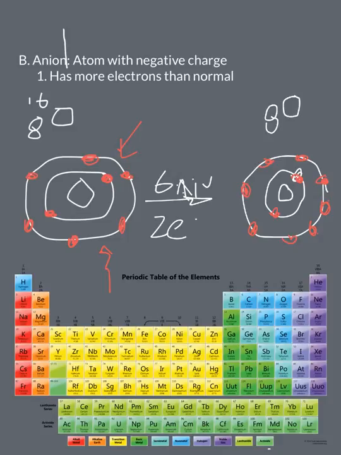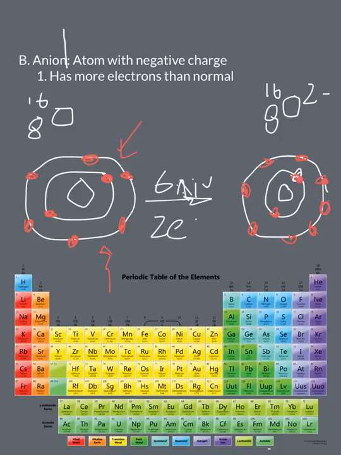8, 16, and now it has 8 protons, but now it has 1, 2, 3, 4, 5, 6, 7, 8, 9, 10. So now it is a 2 minus because it has 2 more electrons than it has protons. Again, the adding or the gaining of electrons makes it a negative charge.